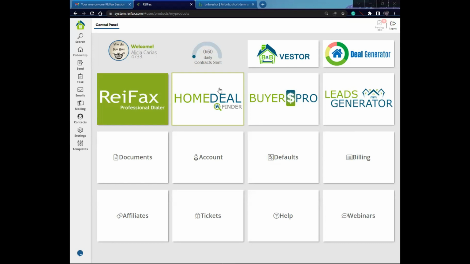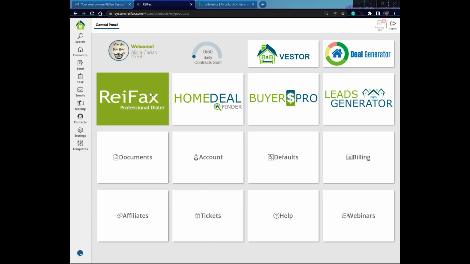Today we're going to talk about one of the additional apps that you get access to when you subscribe to ReFX. I am in my control panel in ReFX. When you subscribe to ReFX, you have this first tile that's your main product, whether it's Platinum, Professional, or Professional Dialer. This is where you would go. Clicking on this tile is where you would do your searches, start finding properties, and sending contracts and whatever.